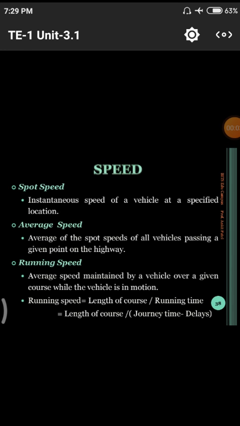In the previous class, we discussed these speed studies. That means what is the speed, the basic definition of the speed, and how speed is classified. What are the different types of speeds we normally maintain, and what speeds are used to study a particular accident or any other.